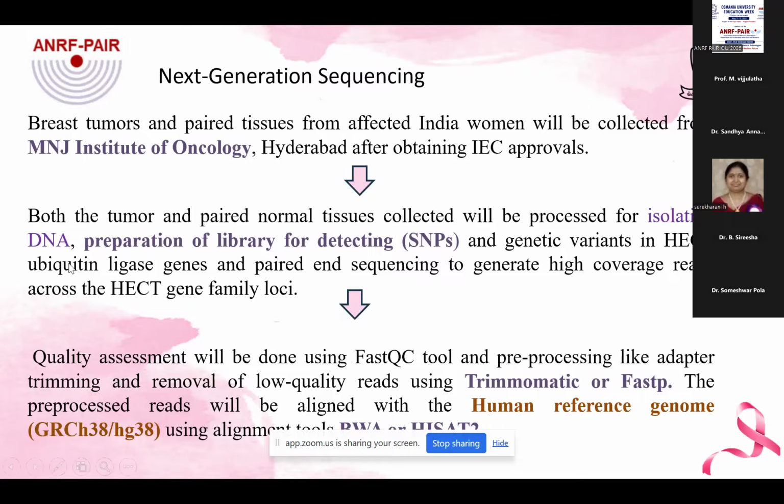And then both the tumor and the paired normal tissues collected will be processed for isolating the DNA, followed by the preparation of the library for detecting the SNPs and the genetic variants in the HECT ubiquitin ligase genes, and paired end sequencing to generate high coverage reads across the HECT family loci.